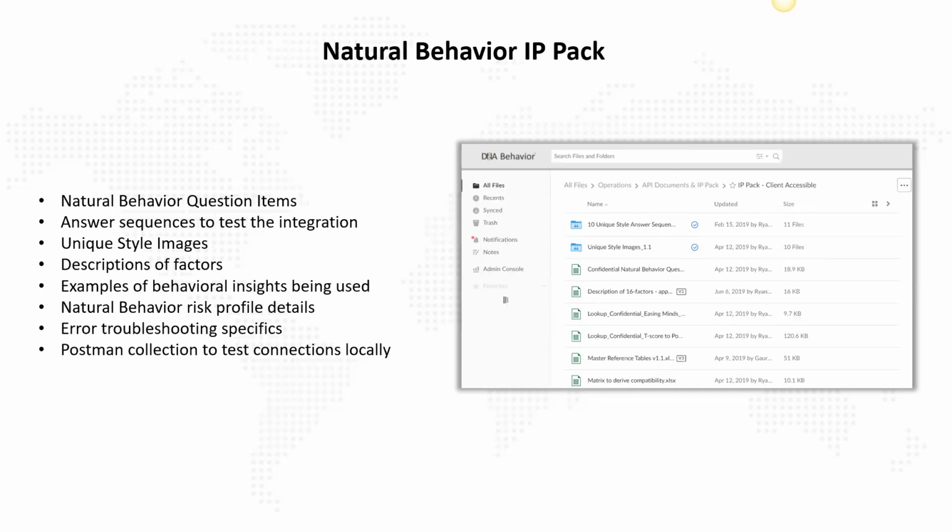The first is the natural behavior questions. Our team has about 30 years of experience developing questionnaires. The natural behavior questionnaire, the 46 questions that the individual sees on the screen, those particular question items are one of the most core pieces of IP that we have. You get to access that whenever you are an Incubator client, in the IP pack. The other piece that you will get is answer sequences to test the integration. We have some set answer sequences for individuals that answer the specific questions.